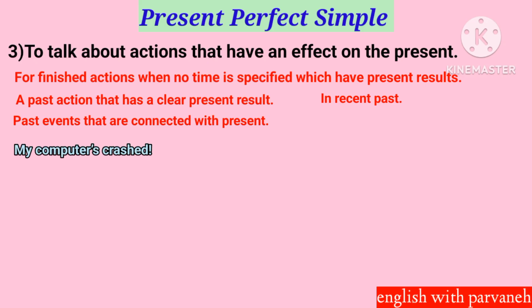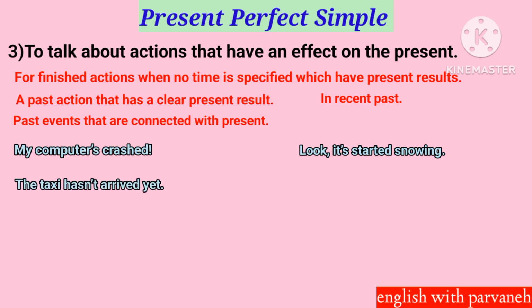The present effect is that I can't turn it on. Look, it has started snowing. The present result is we can't play football. Because it is snowing, we can't play football. The taxi hasn't arrived yet. The result, the present result is that we are still waiting for it.